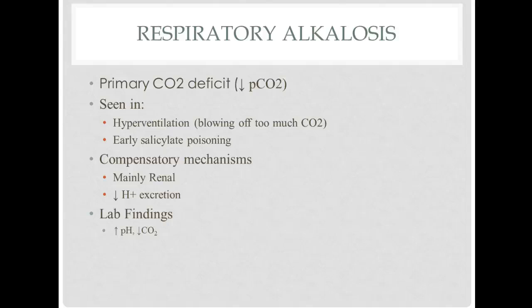Respiratory alkalosis. This is a primary CO2 deficit. It's seen in hyperventilation, blowing off too much CO2, and early salicylate poisoning, so when you first overdose on aspirin, it would cause this. Some of the compensatory mechanisms are renal, or decreasing hydrogen excretion. The lab findings here are an increased pH and a decreased CO2. Something we don't see as often as respiratory acidosis.